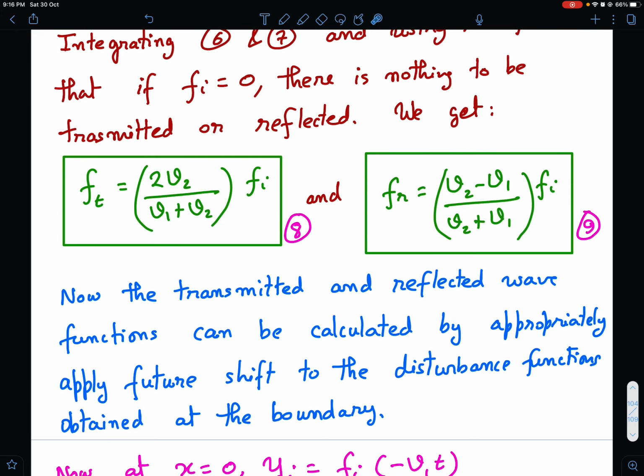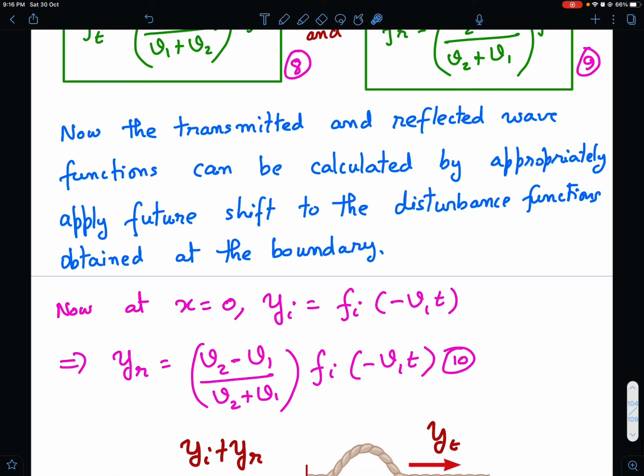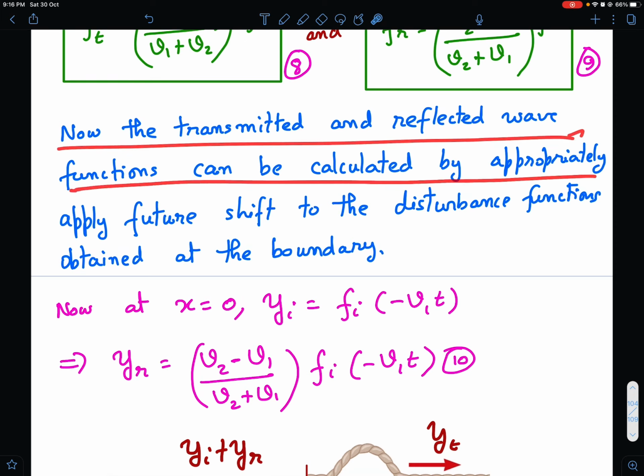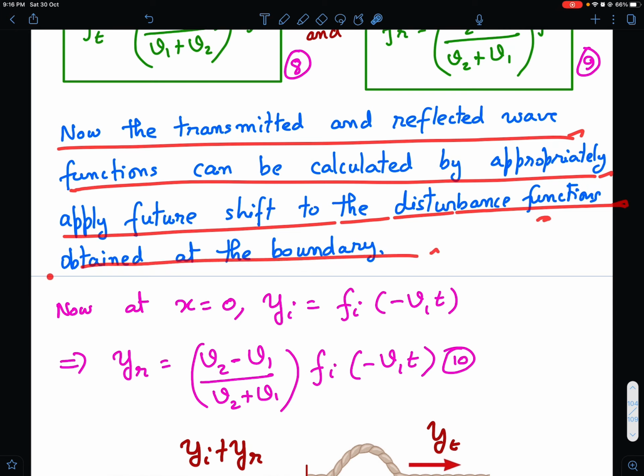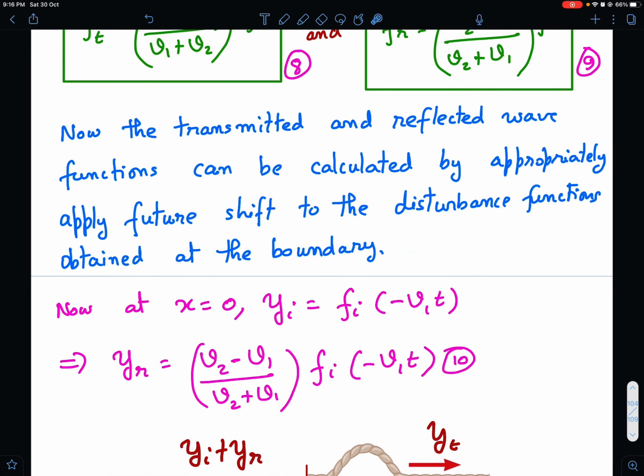Don't get overwhelmed. I'm going to show you the maths in full detail. Let's see. What I've written is that the transmitted and reflected wave functions can be calculated by appropriately applying the future shift to the disturbance functions obtained at the boundary.